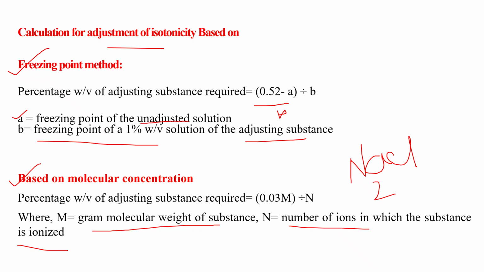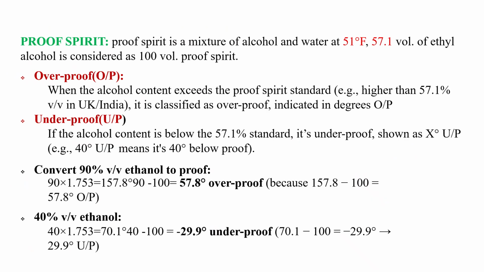Okay, hope you guys came to understand these things. So next we are going to discuss proof spirit. What is proof spirit? Proof spirit is nothing but a mixture of alcohol and water, which at 51 degrees Fahrenheit weighs 12 by 13 of the weight of an equal volume of water. That's it. So here 57.1 volume of ethyl alcohol is considered to be 100 volume of proof spirit.